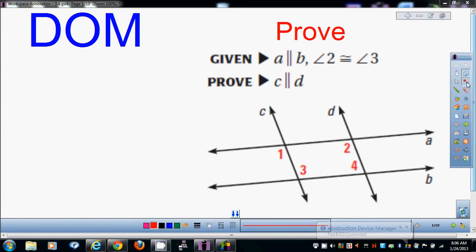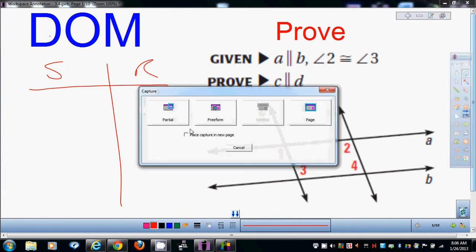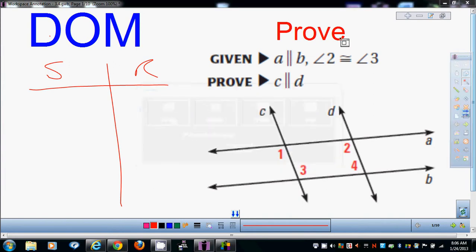First step, after of course you write your statements and reasons, which I'm not going to write out the whole word every time. Statements and reasons. Your first step should have been to list your givens.